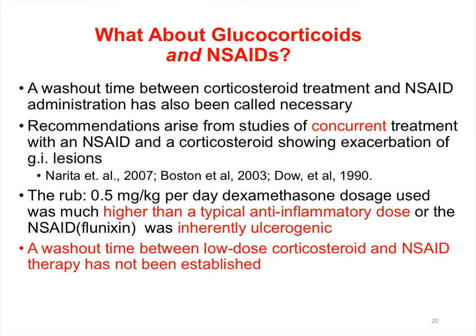Now the rub in most of these studies is that they're using really, really high ulcerogenic doses of a very potent glucocorticoid called dexamethasone. And they're also using high doses of flunixin, which isn't itself inherently ulcerogenic. So it's hard to say that there's any possibility of determining a washout time between a glucocorticoid and an NSAID, because that just really hasn't been studied. As we'll point out, the issue of washing out a hormone that has been on board at high dosages for a long time leads to endocrine problems, and we'll address that shortly.